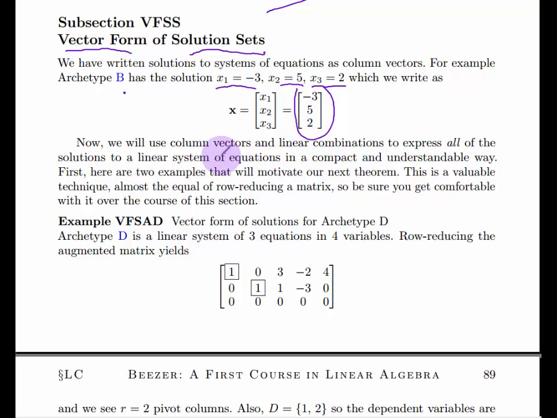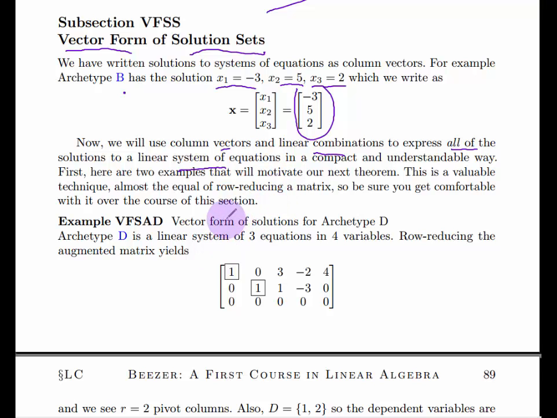And now we'll use column vectors in linear combinations to express all of the solutions to a linear system of equations. Remember, before we used independent variables, the same thing as saying free variables and pivot variables. Now we'll use that same concept. Now we'll write those in terms of sums of vectors.